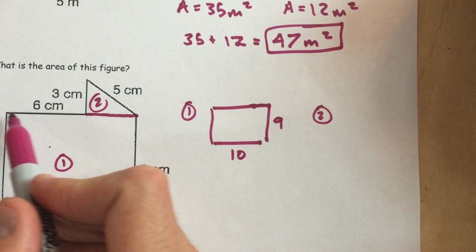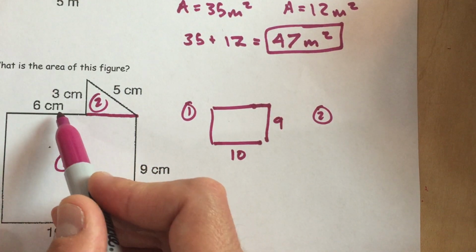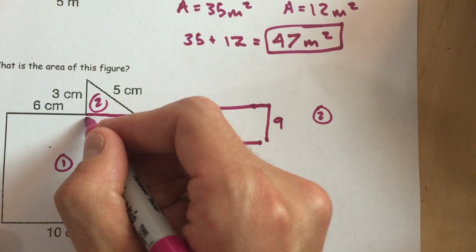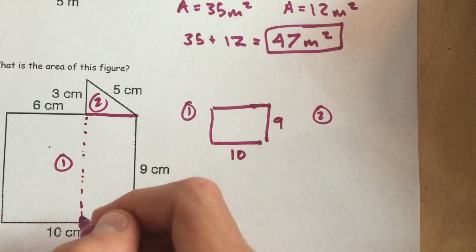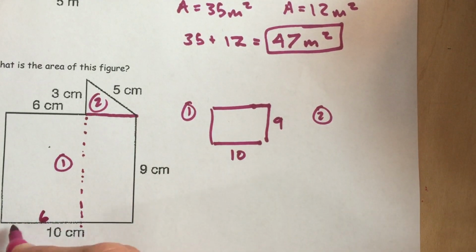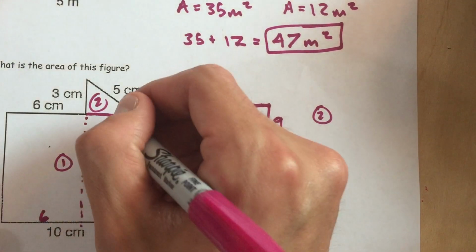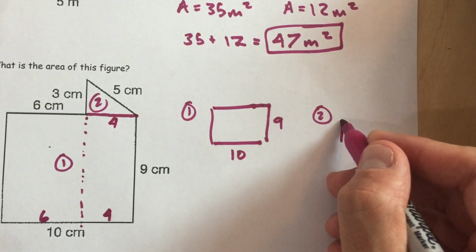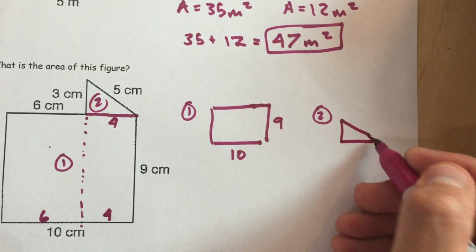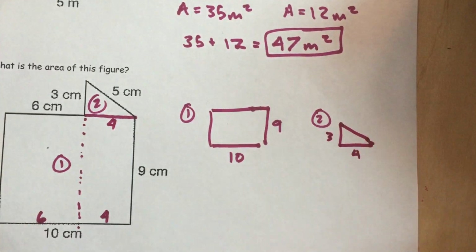Well, I can notice that this is 6 here, and so if I go directly across to the parallel side, this length is also 6. And since the whole thing is 10, this is 6, what's left is 4. And that means this is 4. So our triangle has a base of 4 and a height of 3.